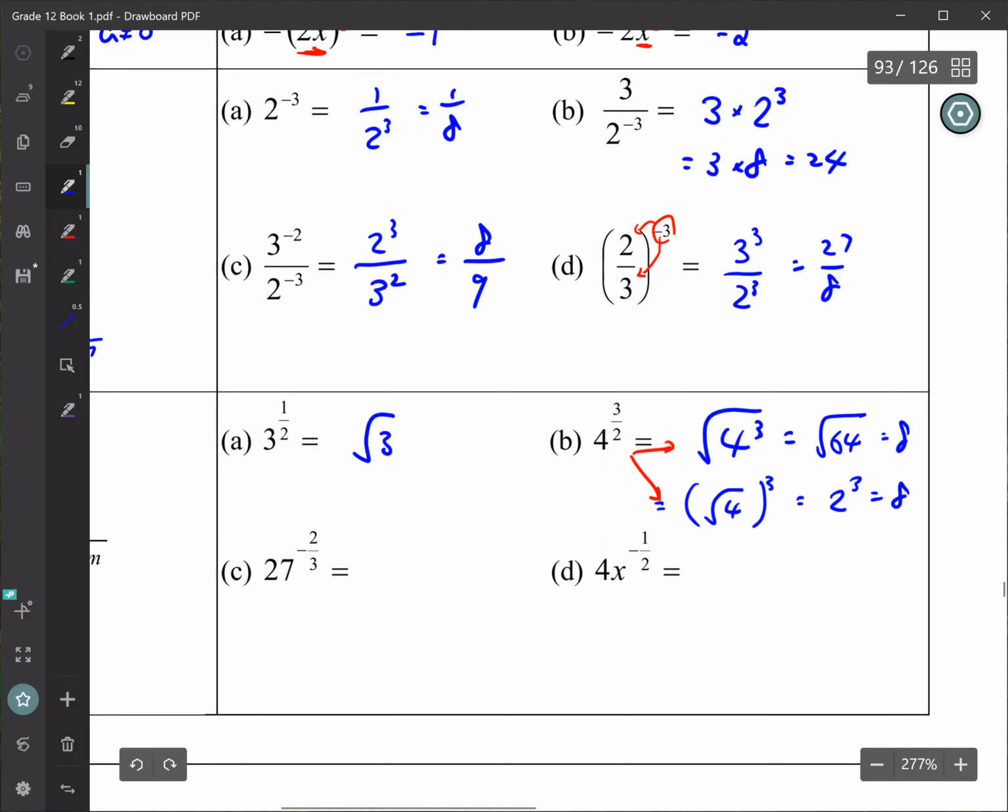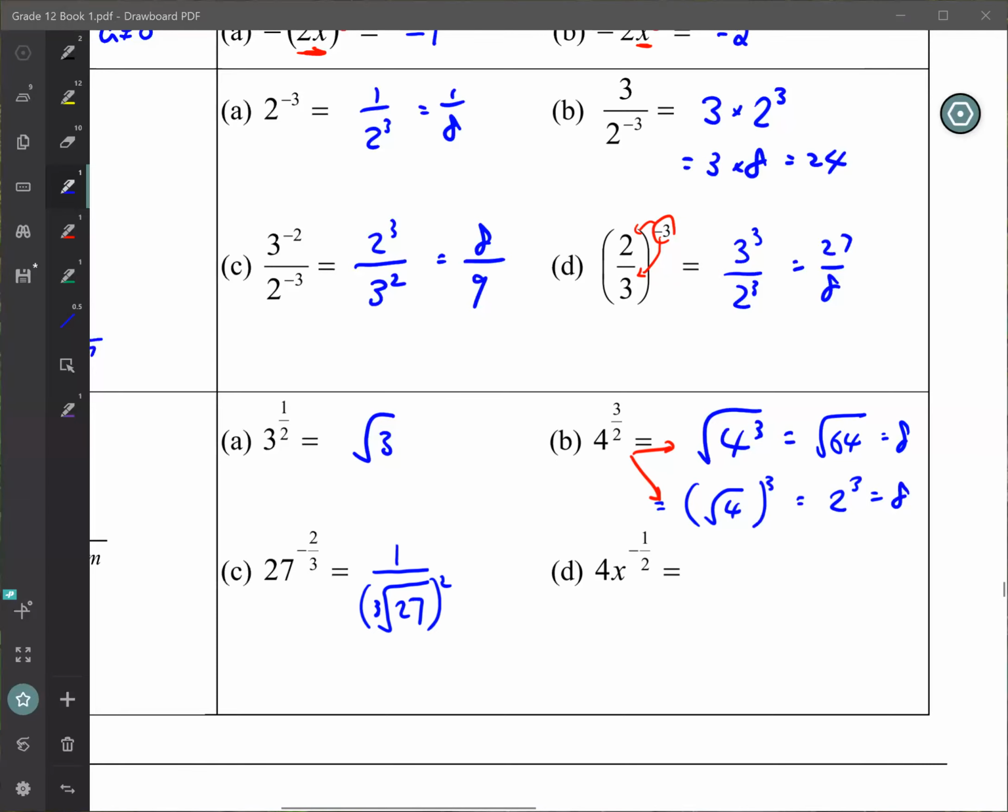Okay, question C. Cindy, what do you have? 1/9. Okay, so let's check 1/9. 1/9 will be 1 over cube root of 27 squared. I'm gonna do the cube root first, which will give you 3, and then square, so that will be 9. Okay, last one is D.